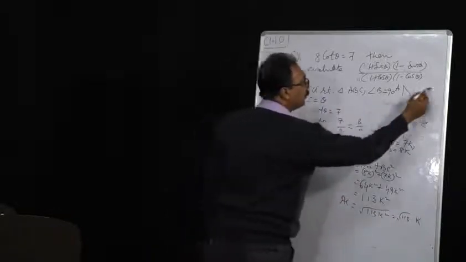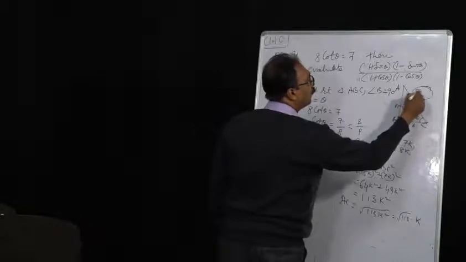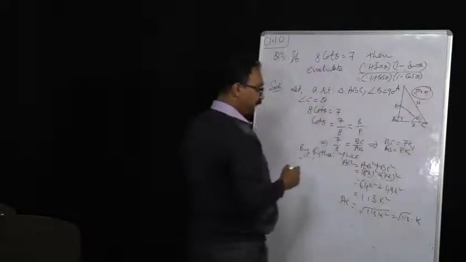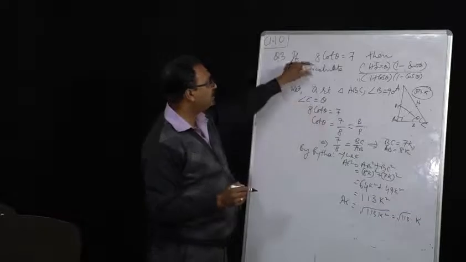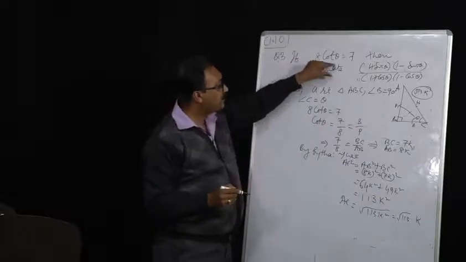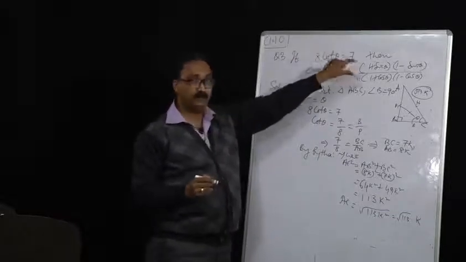So the AC you got is root 113K. Now we have to prove this. Evaluate means find the value, not prove. Evaluate means find this value. You have to find the value.